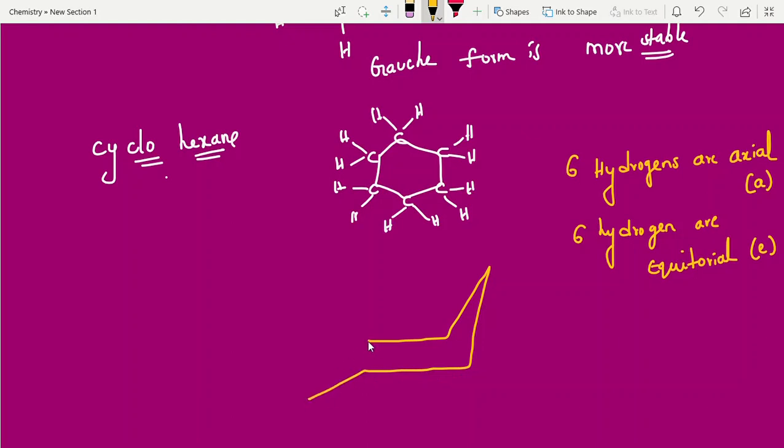That's all. Draw like this. This is chair form. This is chair form. Okay, chair. You are sitting like this. Here, your head. Chair form. Okay. Now totally we have 6 hydrogens, students.